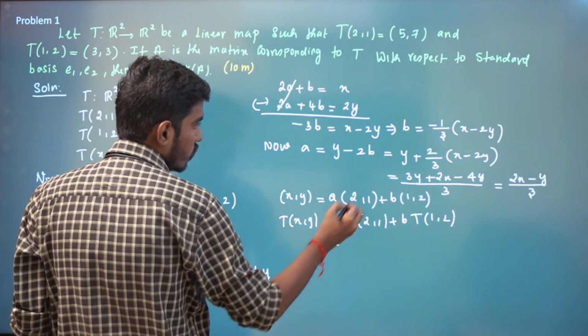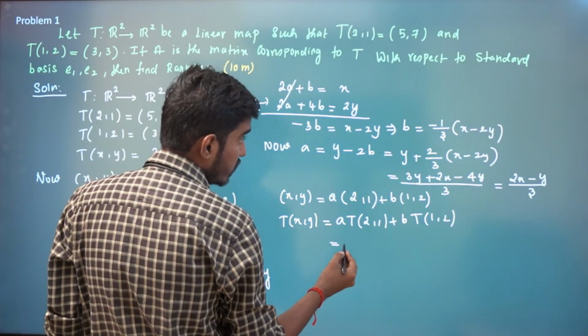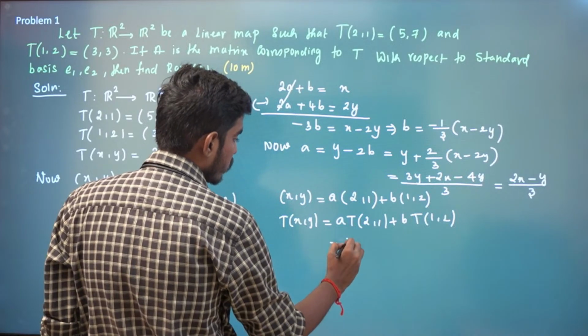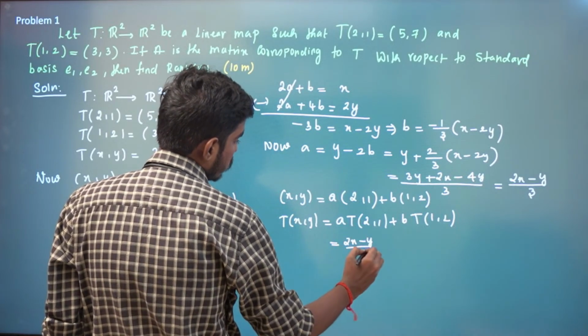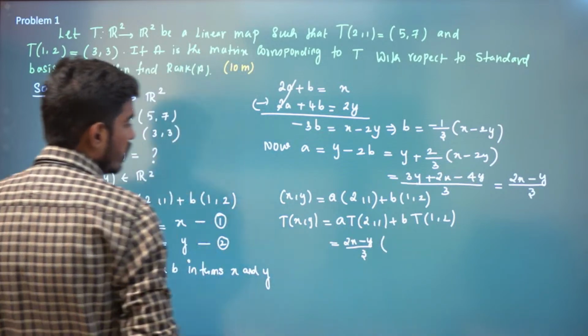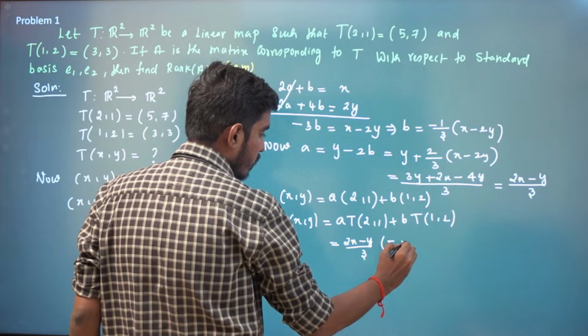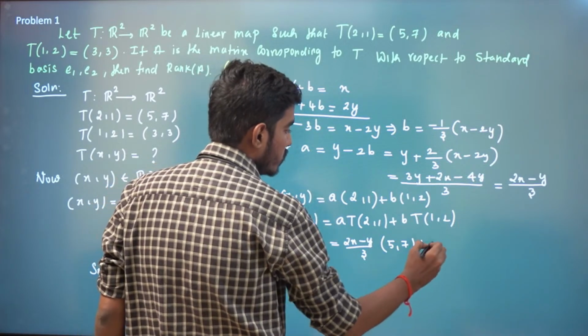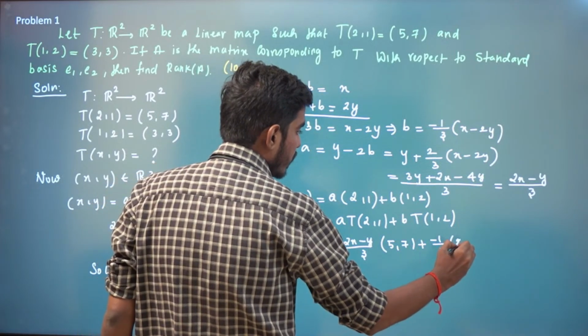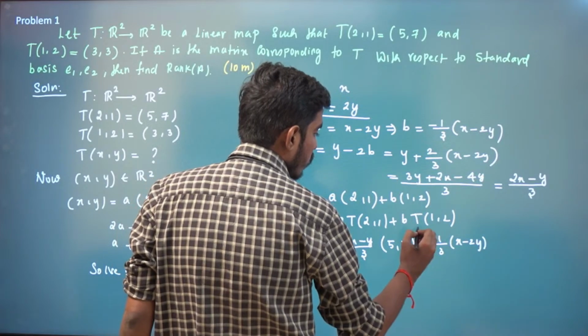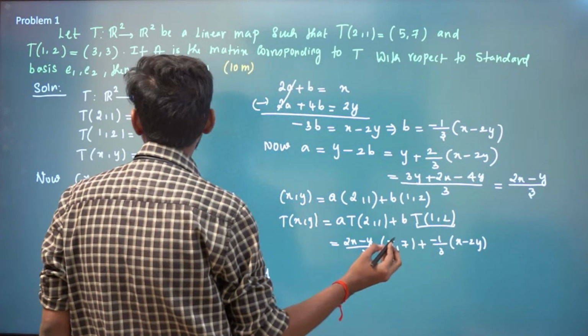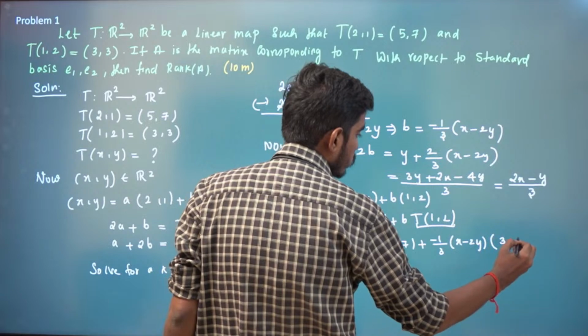Now what is A? A value is given by (2x minus y)/3. What is T of (2, 1)? T of (2, 1) maps to (5, 7) plus b. What is b? Minus (1/3)(x minus 2y). What is T of (1, 2)? It maps to (3, 3).